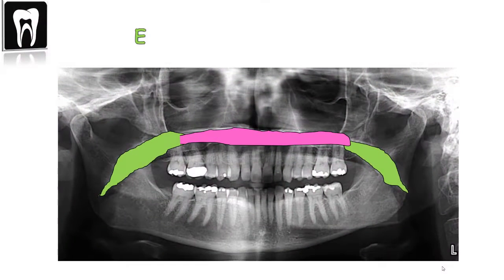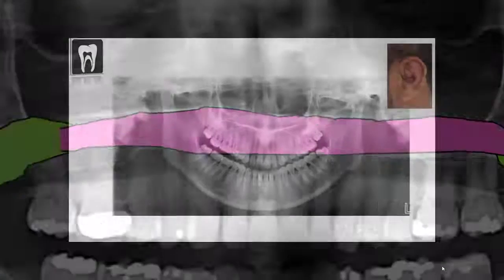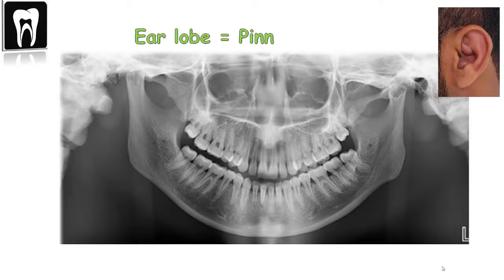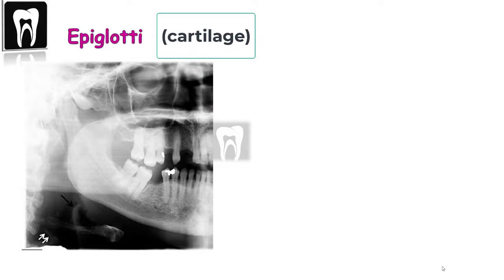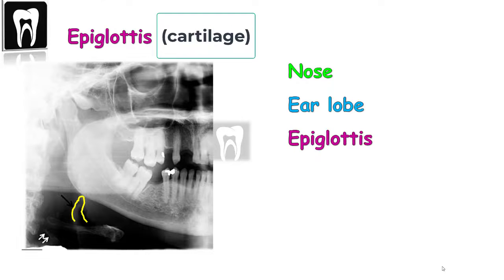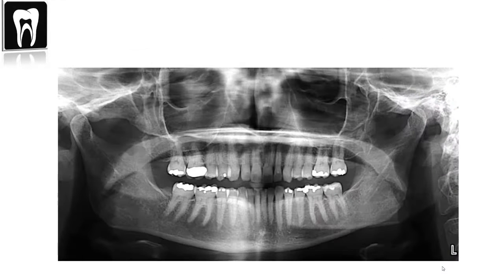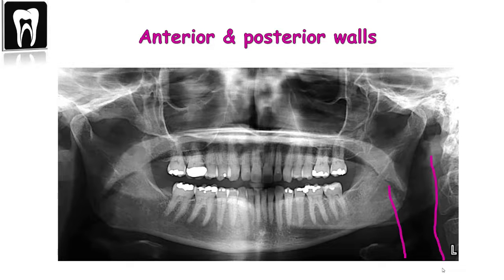Here we have the earlobes, or we call them pinna. The earlobe and the nose contain cartilage. That is why they can be seen as a radiopaque structure on the panoramic radiograph. Same as the epiglottis that can be imaged down here. It's in the front of the pharynx. And you can see the anterior and posterior walls of the pharynx.